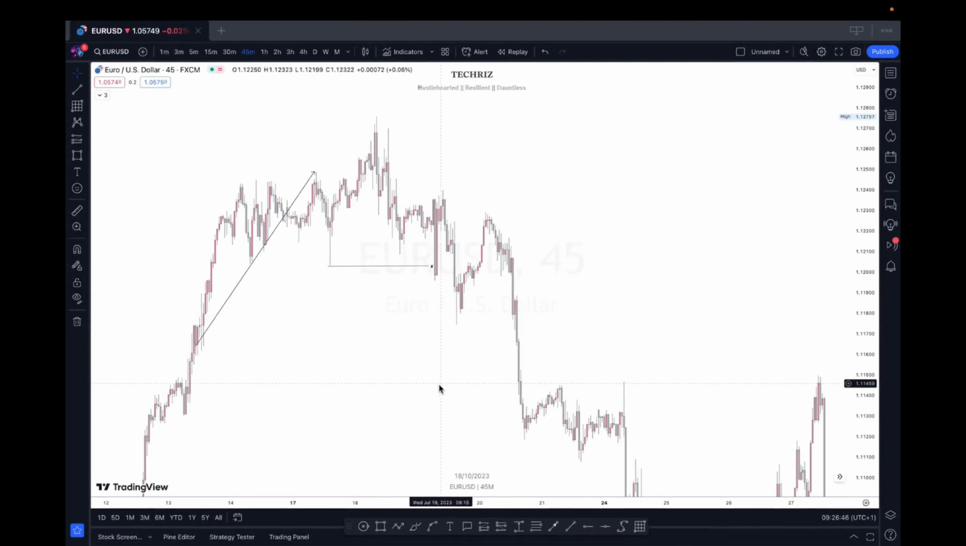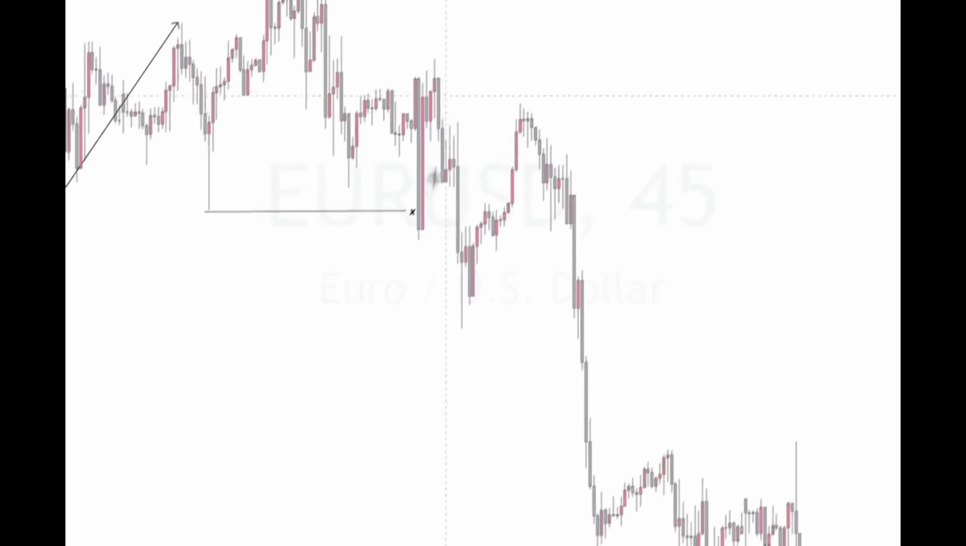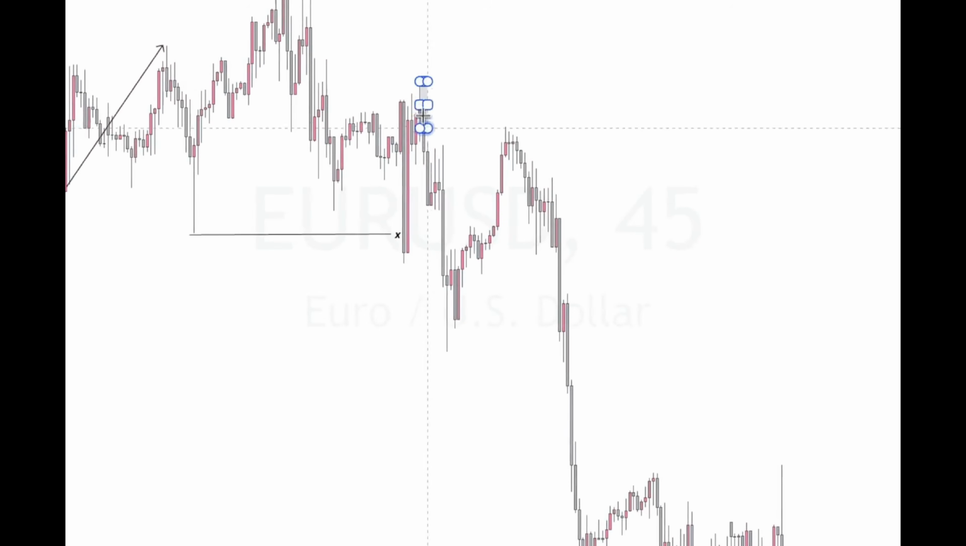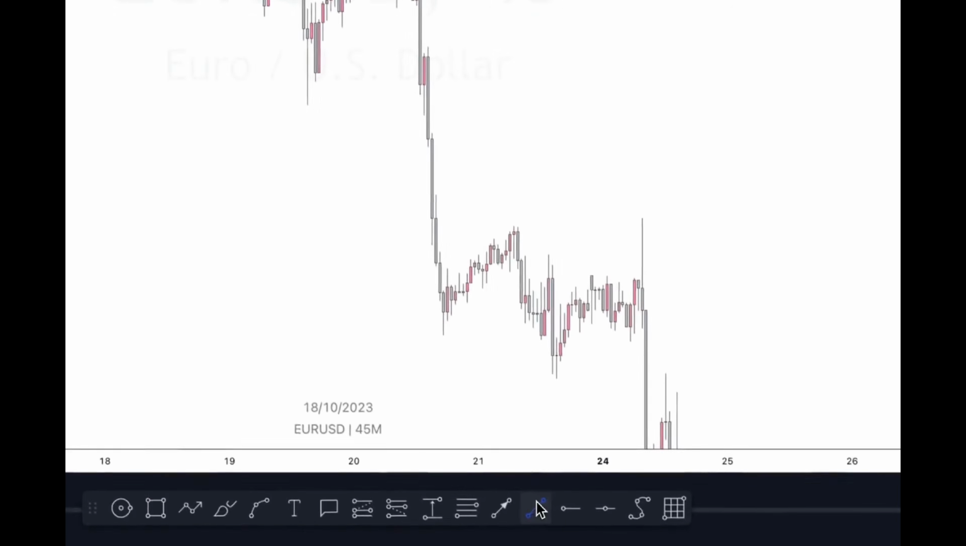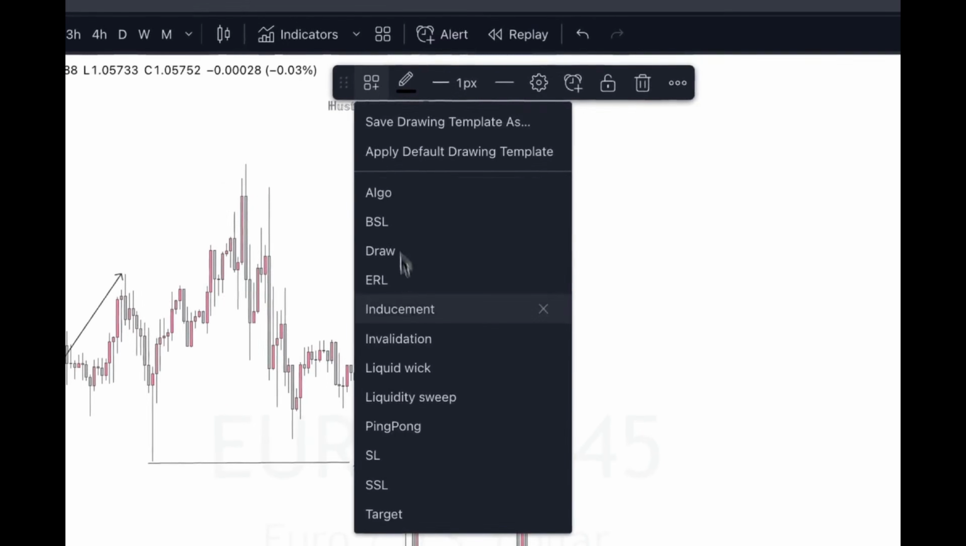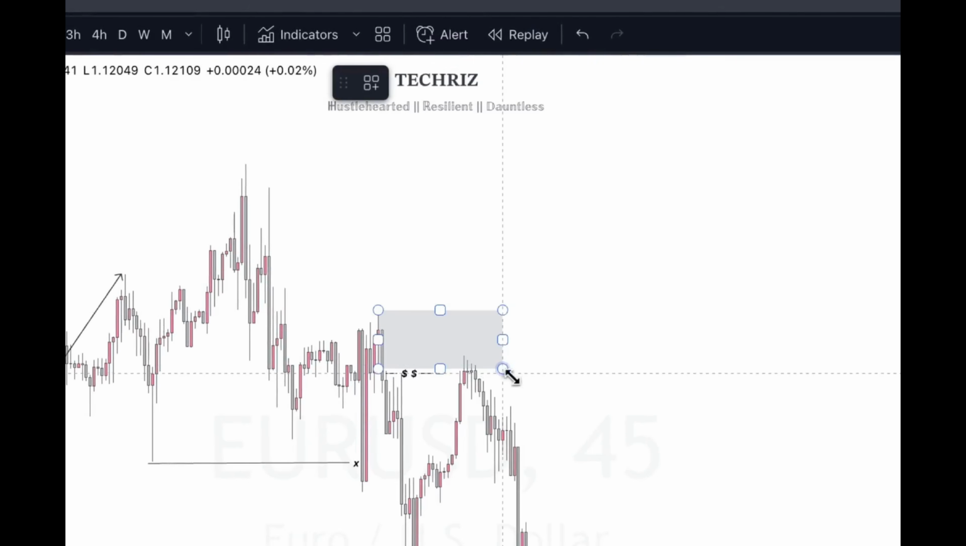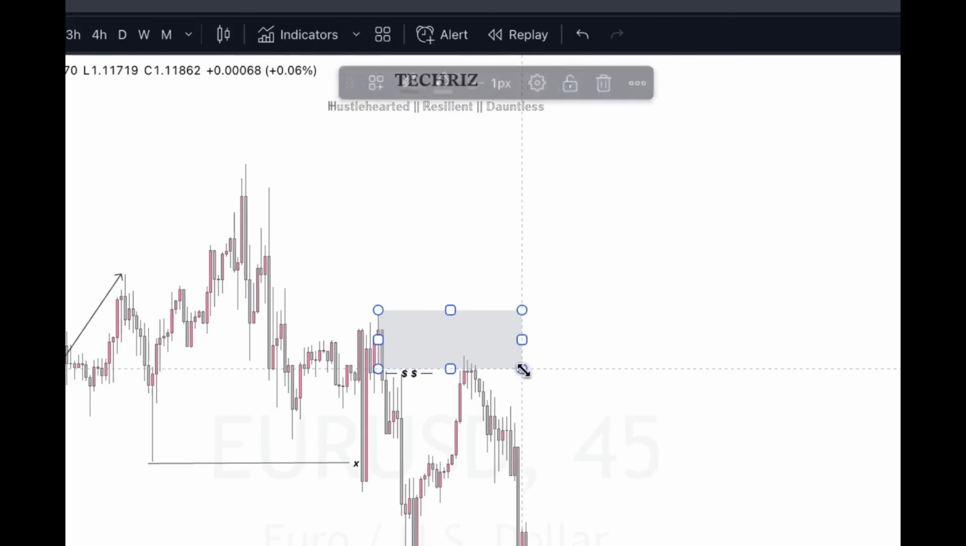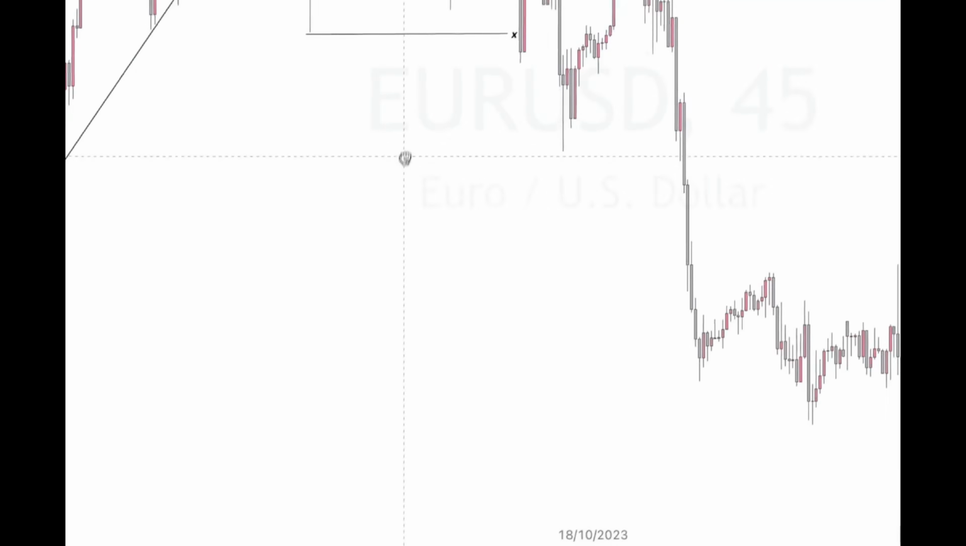So I should actually expect this zone now to hold, right? This particular order block now to hold, as it has not been mitigated before. And you can see what happened. You can see there's even an inducement very close to it. So you can see that zone actually played out beautifully and then dumped.